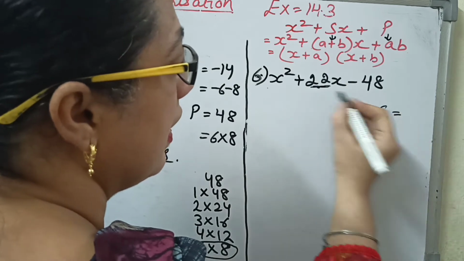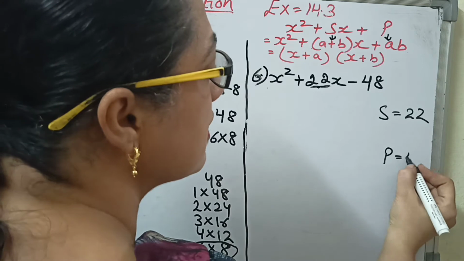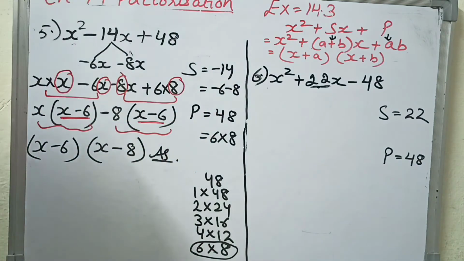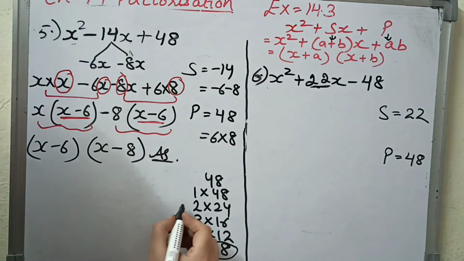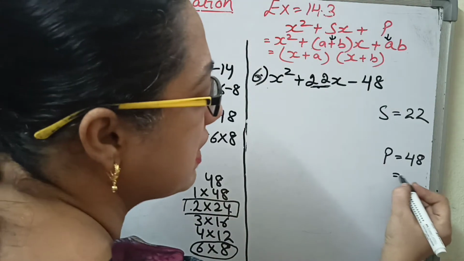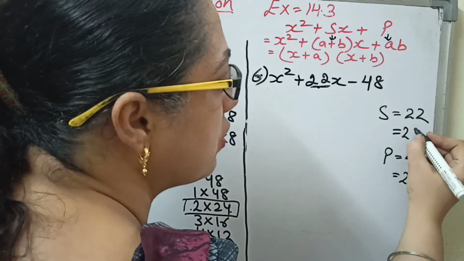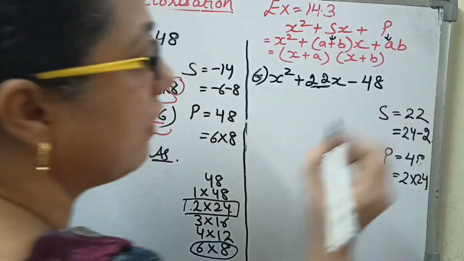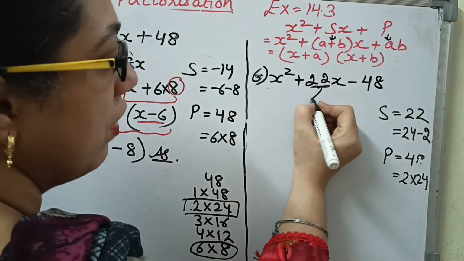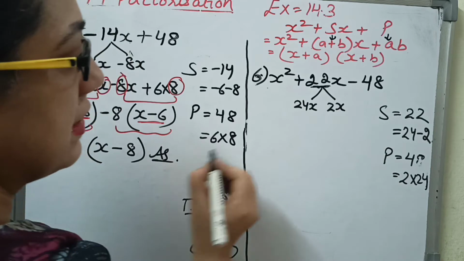Sum here is plus 22 and product it is 48. Now again we see the factors of 48. Those factors only we will take which give us 22. Now see this second one, factor 2 into 24. When I multiply 2 into 24 I get 48, and when we subtract 24 minus 2 I will get 22. So factors of 22 are 24x and 2x, right?